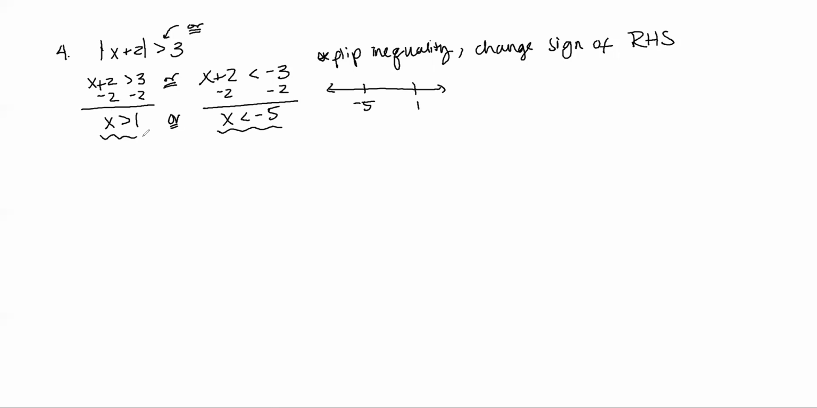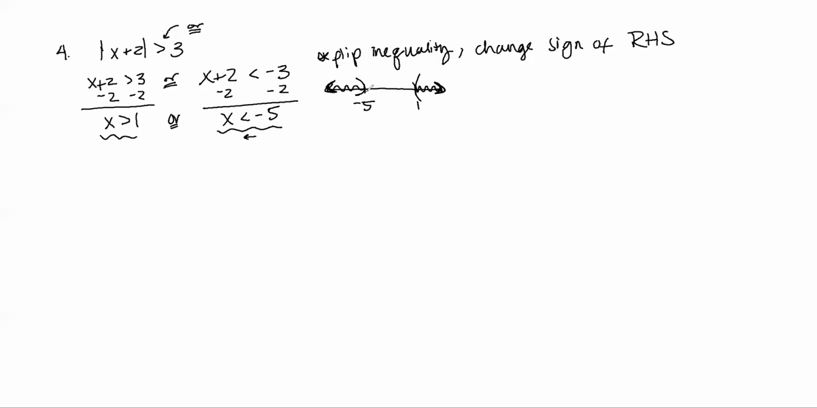And so x is greater than 1. We're going to have everything to the right of 1 using a parenthesis. X is less than negative 5. We want everything to the left of negative 5 with a parenthesis. And remember with ors, you can satisfy one or the other, which is why I put this on the same number line, because we're not looking for the intersection. We want these two outside pieces.